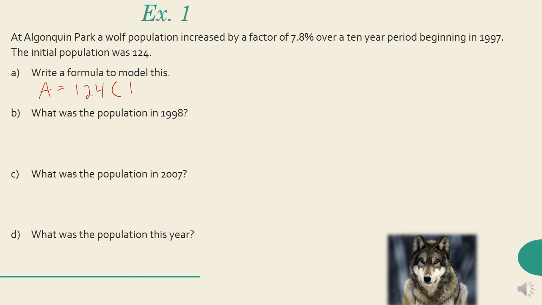And is it growing or is it decaying? Is it increasing or decreasing? And it tells us that it's increasing. So plus. And again, common mistake, don't write plus 7.8. It's going to give you a huge number. This is quoted as a percent. We need to convert that to a decimal. And if you have forgotten how to convert that to a decimal, 7.8 divided by 100, 0.078. And then we'll use T for time.